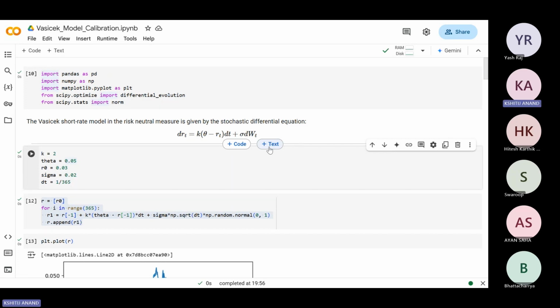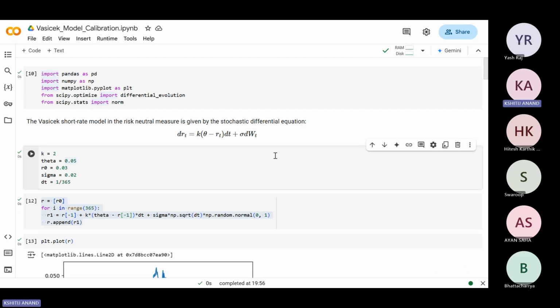The underlying equation in the risk neutral measure, of course, is this one, as you can see on the screen: k(theta minus rt)dt plus sigma dWt, where rt is the short rate, and drt is the change in short rate in a time period dt. So far so good.